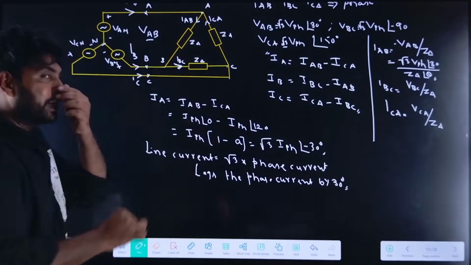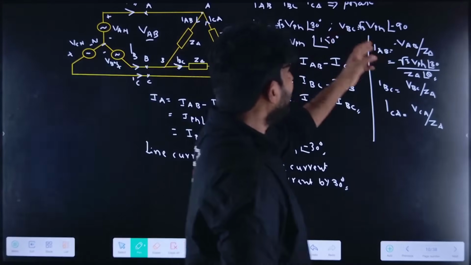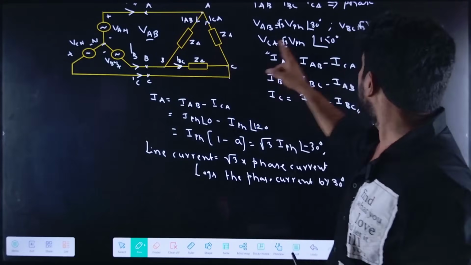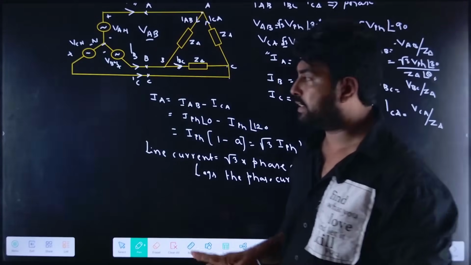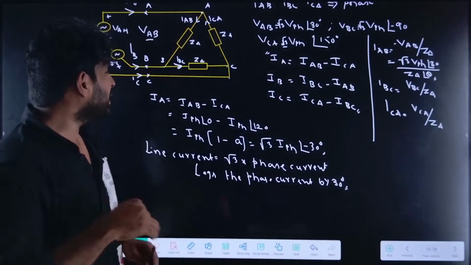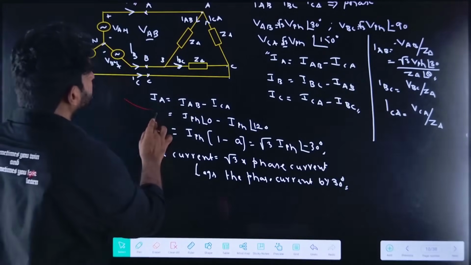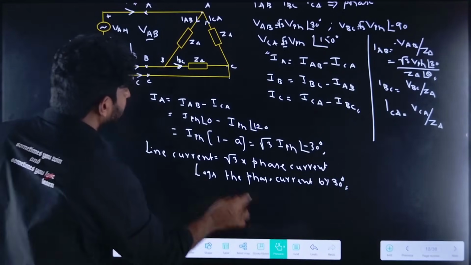So this is one method to solve. Why have I explained all these things? Even if the impedances are different, you can find the currents. But there is a second method which you can apply easily. So let us see that one also.